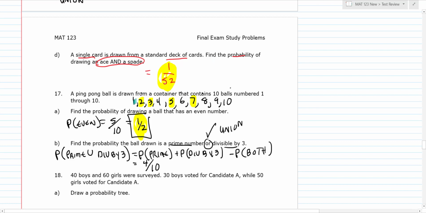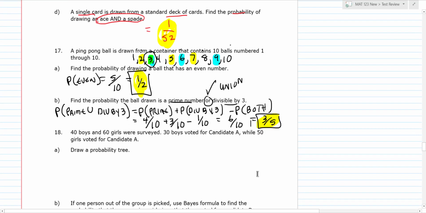Divisible by 3 is going to be 3, 6, 9. So there's 3 numbers divisible by 3. But how many are both? Just the 3. So that's 1/10. So you would have 7 minus 1 is 6/10. That fraction reduces to 3/5. Okay, so that's how you do that probability.